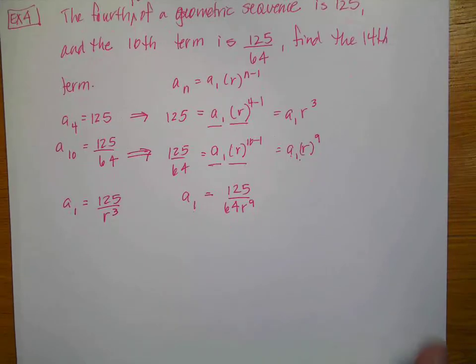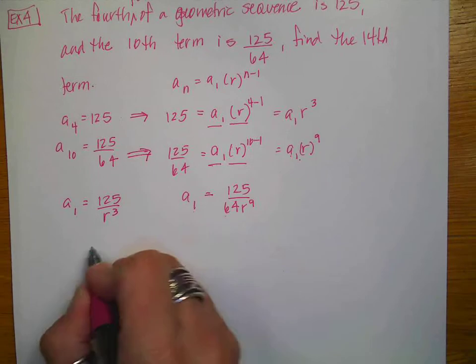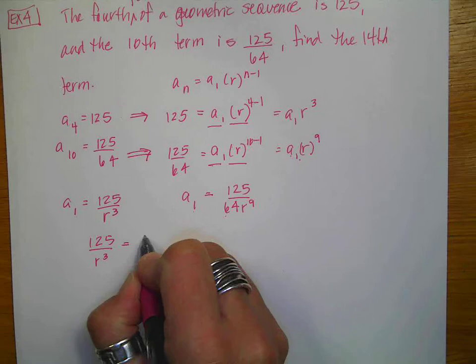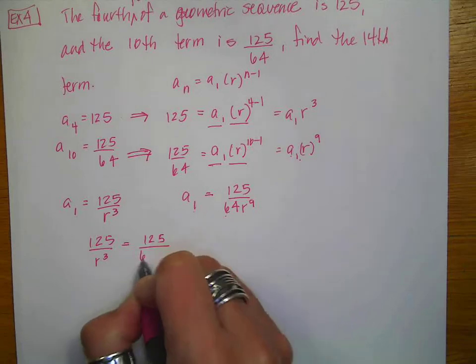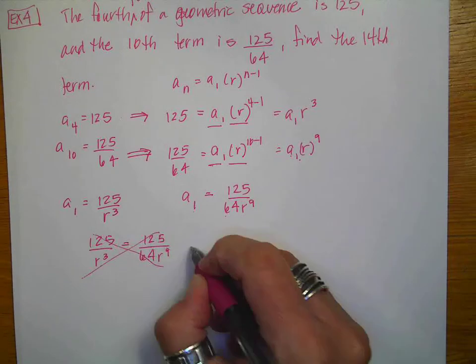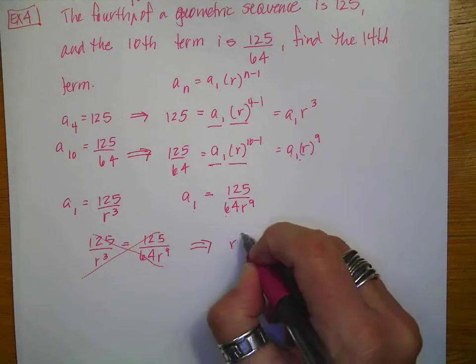Well, the two a sub 1s are equal. This is just very similar to problems that we've done before. So I'm going to set these two equations equal. So I get 125 over r to the third is equal to 125 over 64 r to the 9. I'm going to cross multiply.